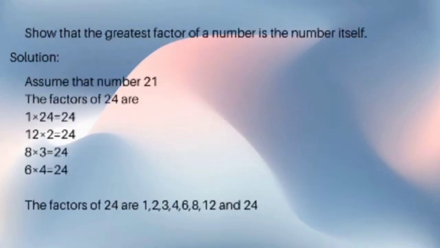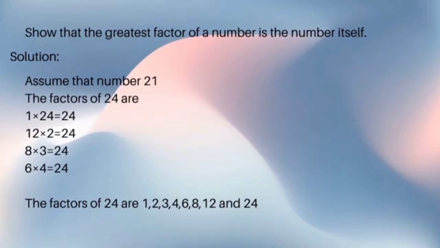Show that the greatest factor of a number is the number itself. Assume that the number is 24. So the factors of 24 are 1 times 24 equals 24, 12 times 2 equals 24, 8 times 3 equals 24, 6 times 4 equals 24. So the factors of 24 are 1, 2, 3, 4, 6, 8, 12, and 24. From this, we can say that 24 is the greatest factor of the number 24.